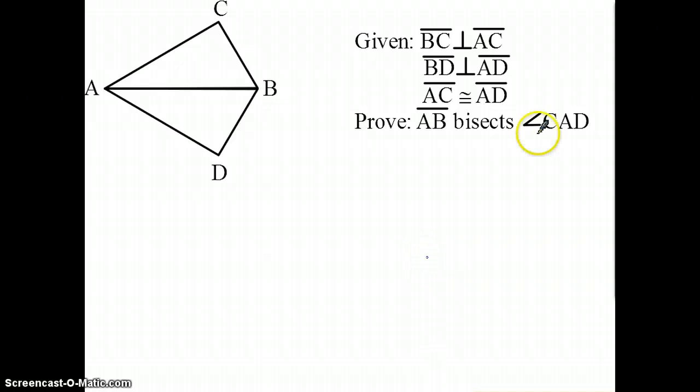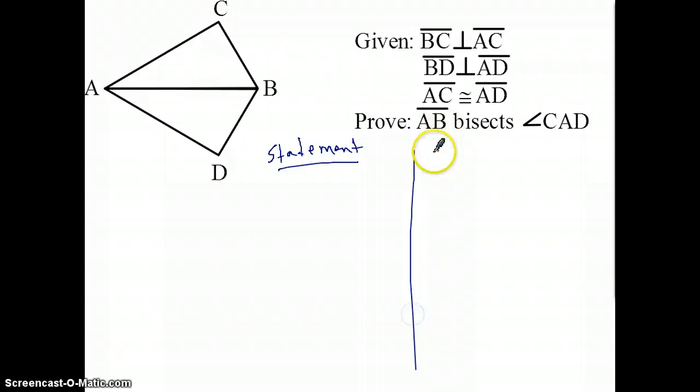Okay, so let's take a look at this. I want you to copy down the given, copy down what we're trying to prove, and copy down this diagram. Take a second. Think about what we have and what we can conclude from our given. Okay, so let's start here. Let's look at what we can state and what we can conclude from this information.